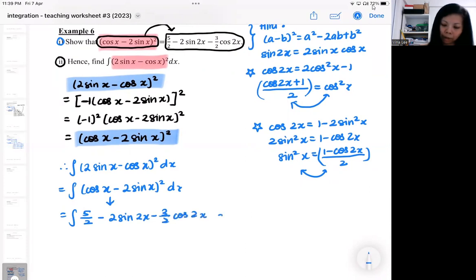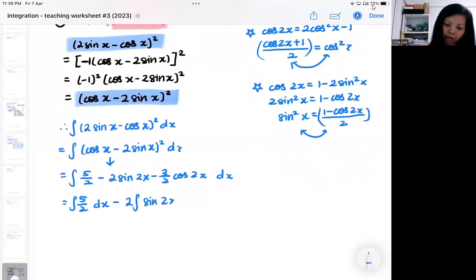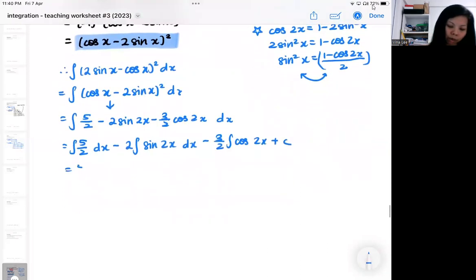And because I replace it like this, I have 3 integrations that I can do. So I can integrate a constant, I can integrate a sine 2x, and I can integrate a cosine 2x. So integrating a constant, you should know by now, you will get 5 over 2x.